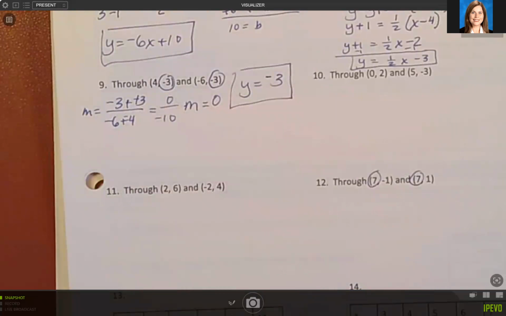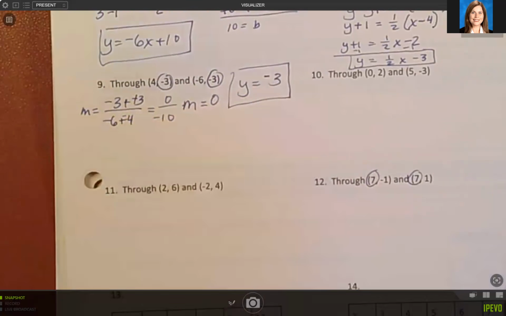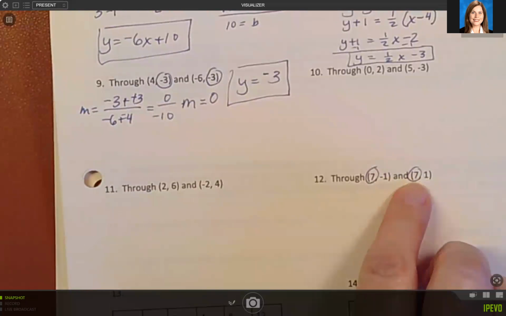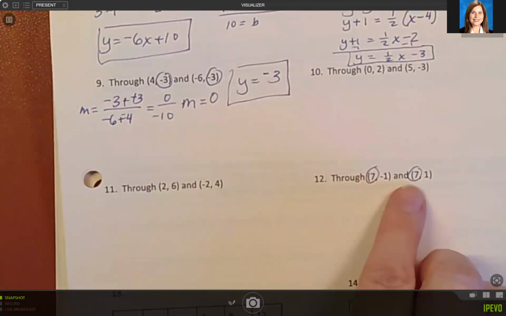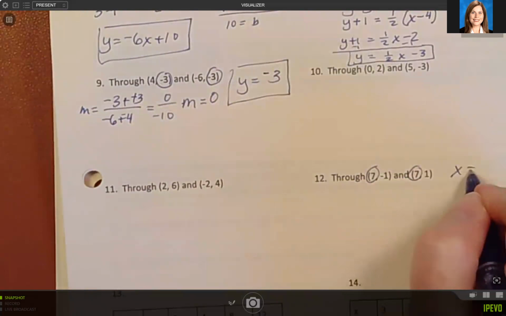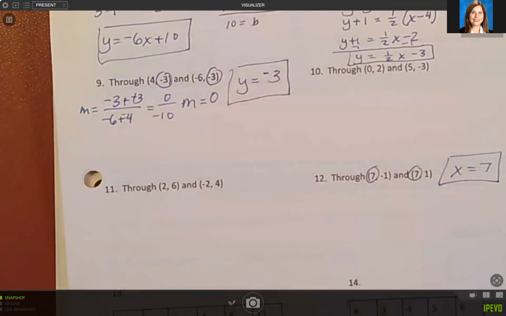X equals 7. Okay, so I don't need to go through the whole process. I can see that's going to be a vertical line that goes through the x-axis at 7. All of the x values are going to be 7. So the equation of this line is just x equals 7. So we're finished with number 12 now. Okay, so let's move on to number 10.